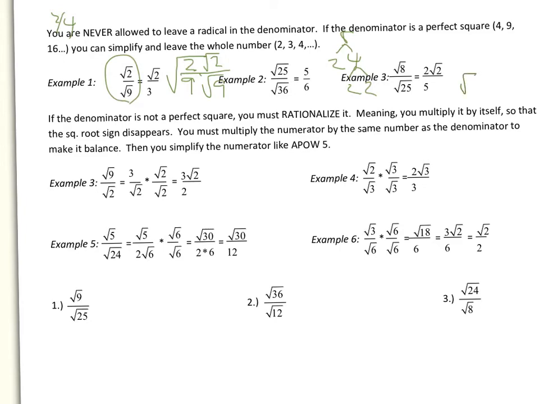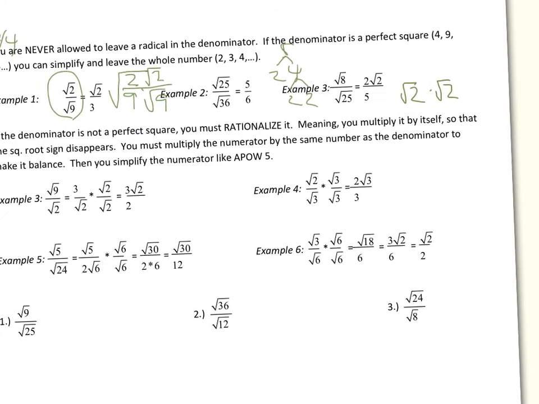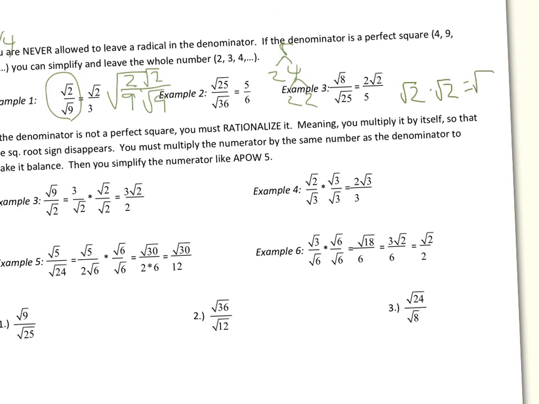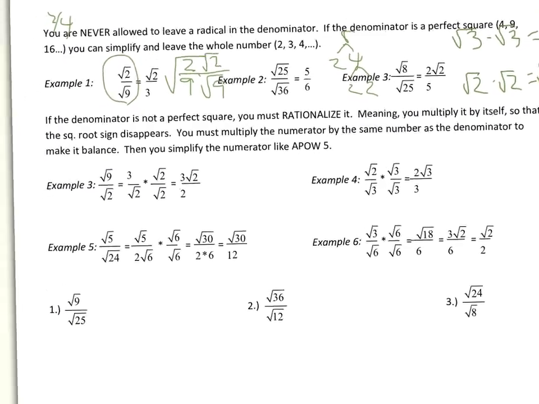Like if I have the square root of 2, how do I undo that? Well, if I multiply it by itself, square root of 2 times square root of 2 is the square root of 4, which is just 2, and that will always happen. So when you multiply a radical by itself, you just get the radicand, just the number inside. So that's the quickest way to remove a radical in the denominator.